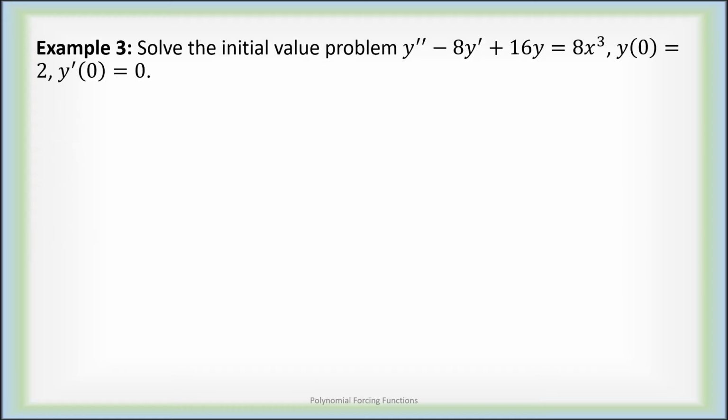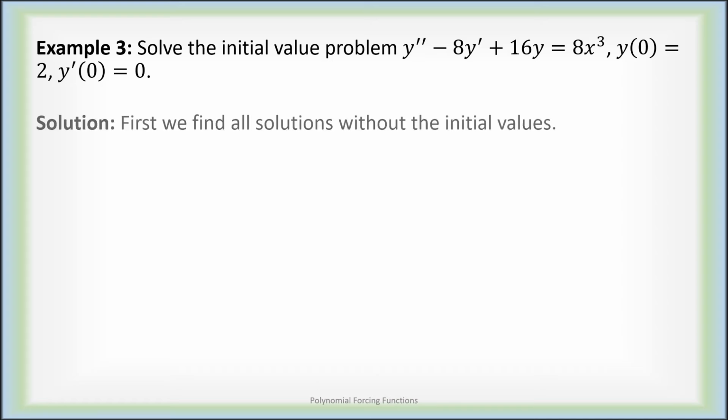As a third example, let's solve an initial value problem. y double prime minus 8y prime plus 16y equals 8x cubed, with the initial values y of 0 is 2 and y prime of 0 is 0. Well, first let's find all possible solutions and then we can worry about the initial values later.